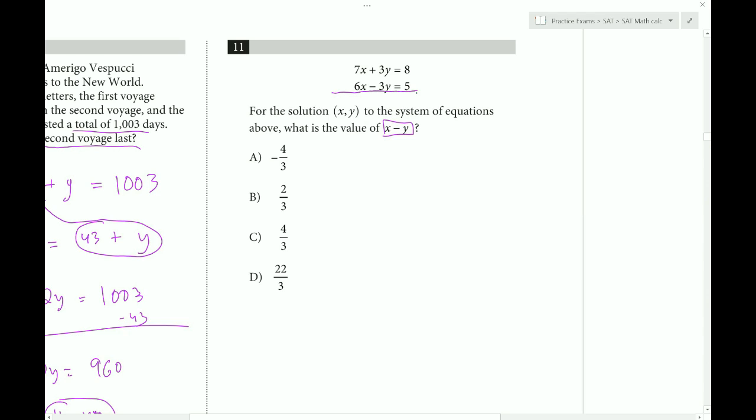The nice part is that when we add these lines, we get 13x, the y's cancel, equals 13. So therefore, x equals 1. Okay. Now, to find y, we can just plug back in. So if x equals 1, we get 7 times 1 plus 3y equals 8. Subtract 7. We get 3y equals 1. Divide by 3. So y equals 1/3. So x is 1 and y is 1/3. When you do 1 minus 1/3, you get 2/3.